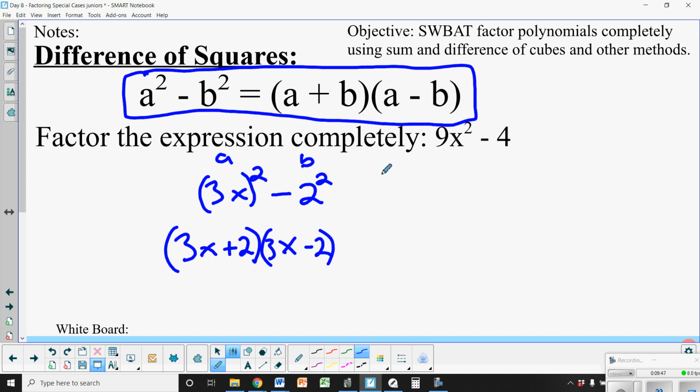So if we multiply that back together, we'd get this again. So notice that we're factoring the expression completely. This will be my final answer here. We're factoring the expression completely. We're seeing what can we factor, and we're looking for these patterns. So something squared minus something squared. All right, let's look at another one.